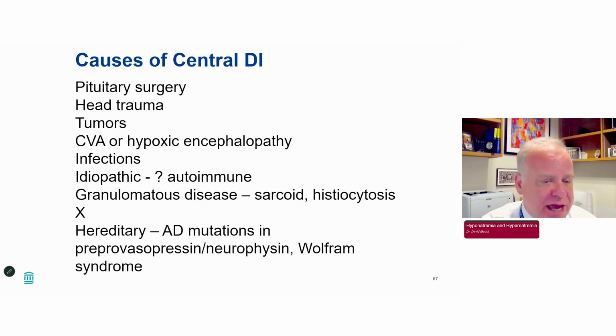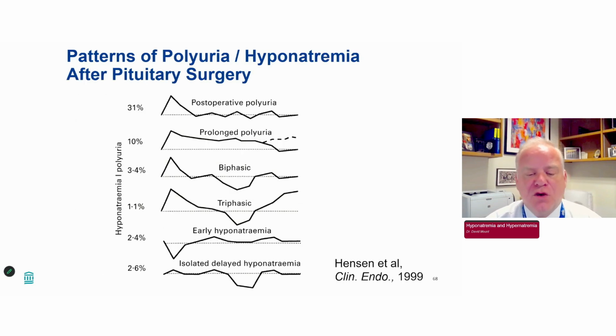So central DI, you can see it after pituitary surgery, head trauma, again, granulomatous disease. There's some hereditary mutations in pre-pro vasopressin, or in Wolfram syndrome, you can see central DI. We're classically taught this triphasic response in terms of polyuria and then hyponatremia after pituitary surgery. But really, that triphasic response is not that common.